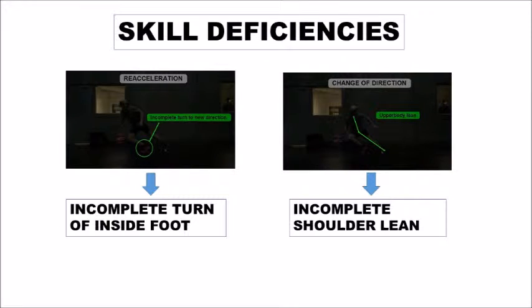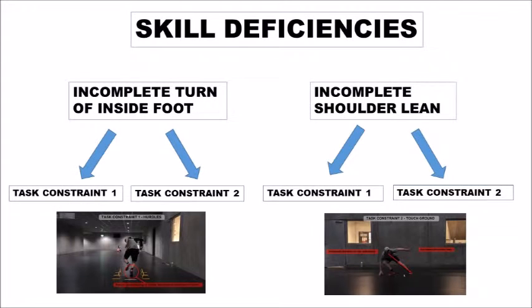So we basically have two skill-related deficiencies we are trying to correct in order to improve this athlete's change of direction performance. The way we are going to accomplish this is by using a constraint-led approach to skill acquisition. I'm going to present two different manipulations of the task for each deficiency, which should constrain the athlete into performing the desired technical corrections.